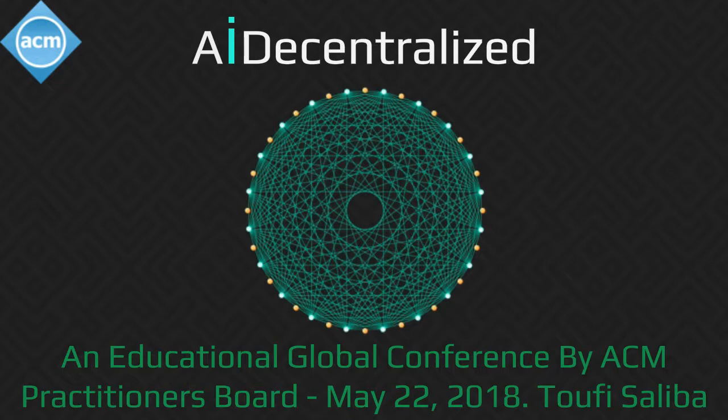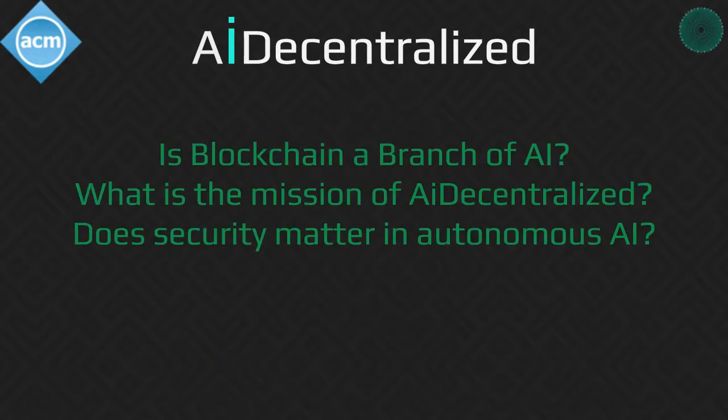So I'm going to go through some of the slides here. One question we need to address is: is blockchain a branch of AI? We talk a little bit about what's the mission of AI Decentralized. We can dive in deeper into this. And does security matter in autonomous AI? We go through details in each and every one of those.